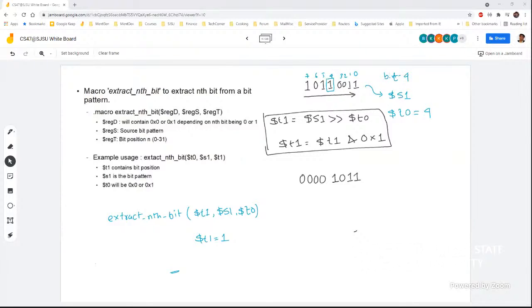And then we are ANDing this pattern bitwise. So ultimately we are looking at a result of 1. Make sense? Yeah, that makes sense. Thank you, Professor. Okay, all right. Anything else?